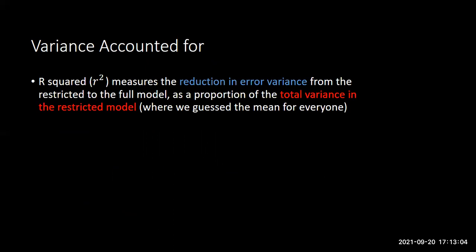So we're looking at the reduction in error variance from the restricted to the full model as a proportion of the total variance in the restricted model. And basically, it just looks like this. I have variance in my restricted model, I have variance in my full model, and I'm going to look at that as a proportion of the variance in my restricted model, which is the bigger one. And that's an R squared. How variable are these? How much more similar is everybody to one another now?